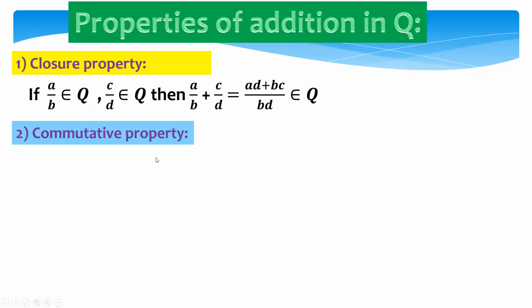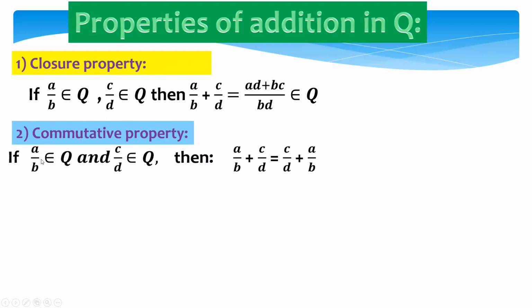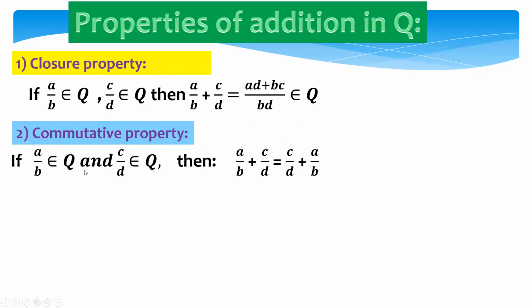Commutative property. It means when I have A over B belonging to Q and C over D belonging to Q, then when I add A over B plus C over D, it equals C over D plus A over B, the same.